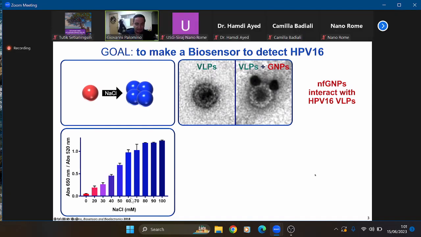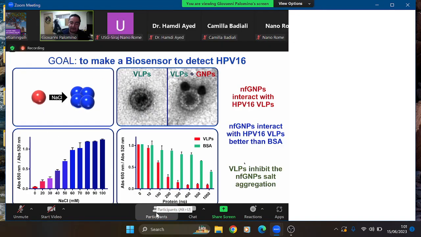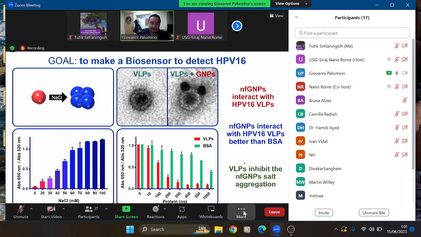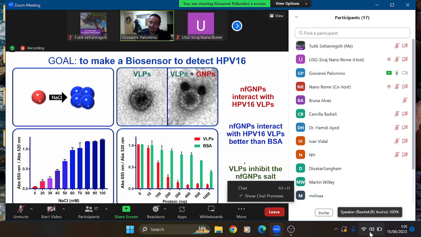And unexpectedly, when we added human papillomavirus 16 VLPs to gold nanoparticles, we got surprised. They inhibit aggregation and the color change as the protein concentration increases. It is well known that gold nanoparticles may bind proteins. However, when we did this experiment using a control protein like albumin, we noticed that the interaction between the gold nanoparticles and the VLPs is even stronger and faster than with the control protein, albumin in this case.